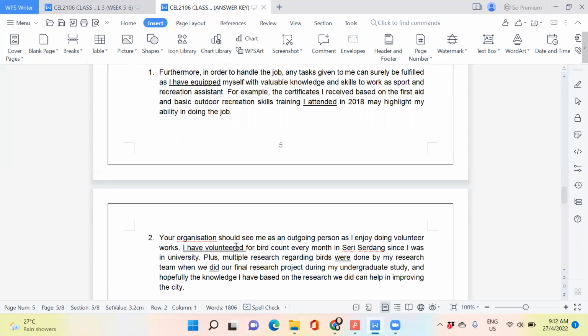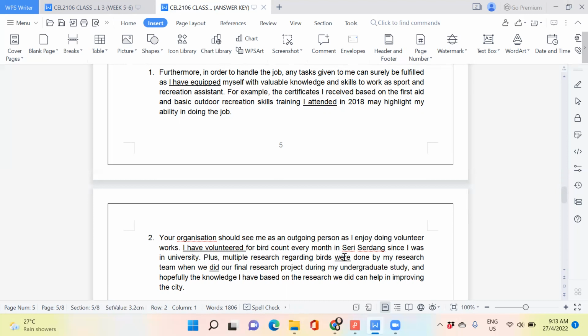Kalau you kata volunteered, I volunteered, that means you tak boleh guna every month. You cannot say every month because this is past tense. But because you say every month, that's why you have to use present perfect tense. Okay, I have volunteered for bird count every month. Okay, next. Plus multiple research regarding birds were done.